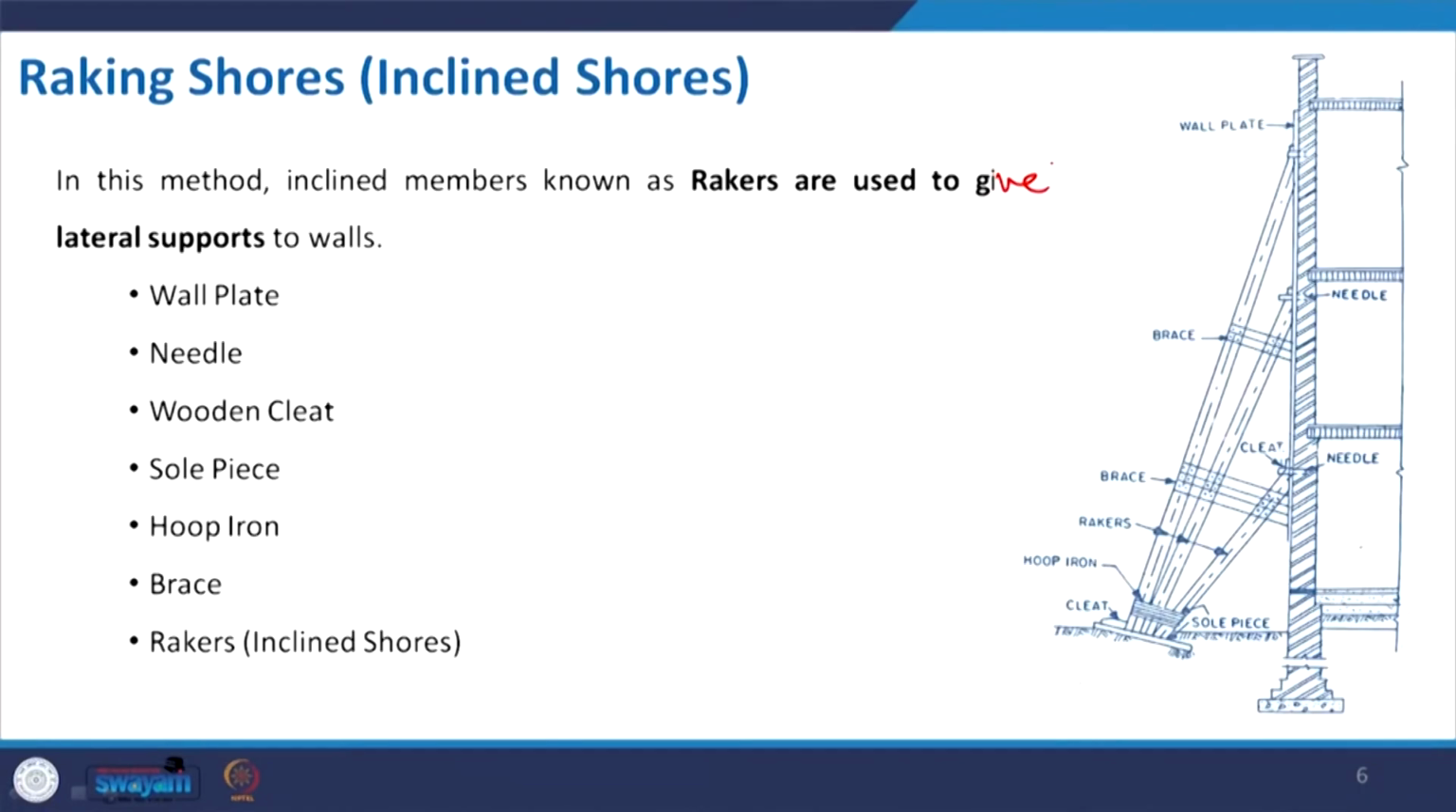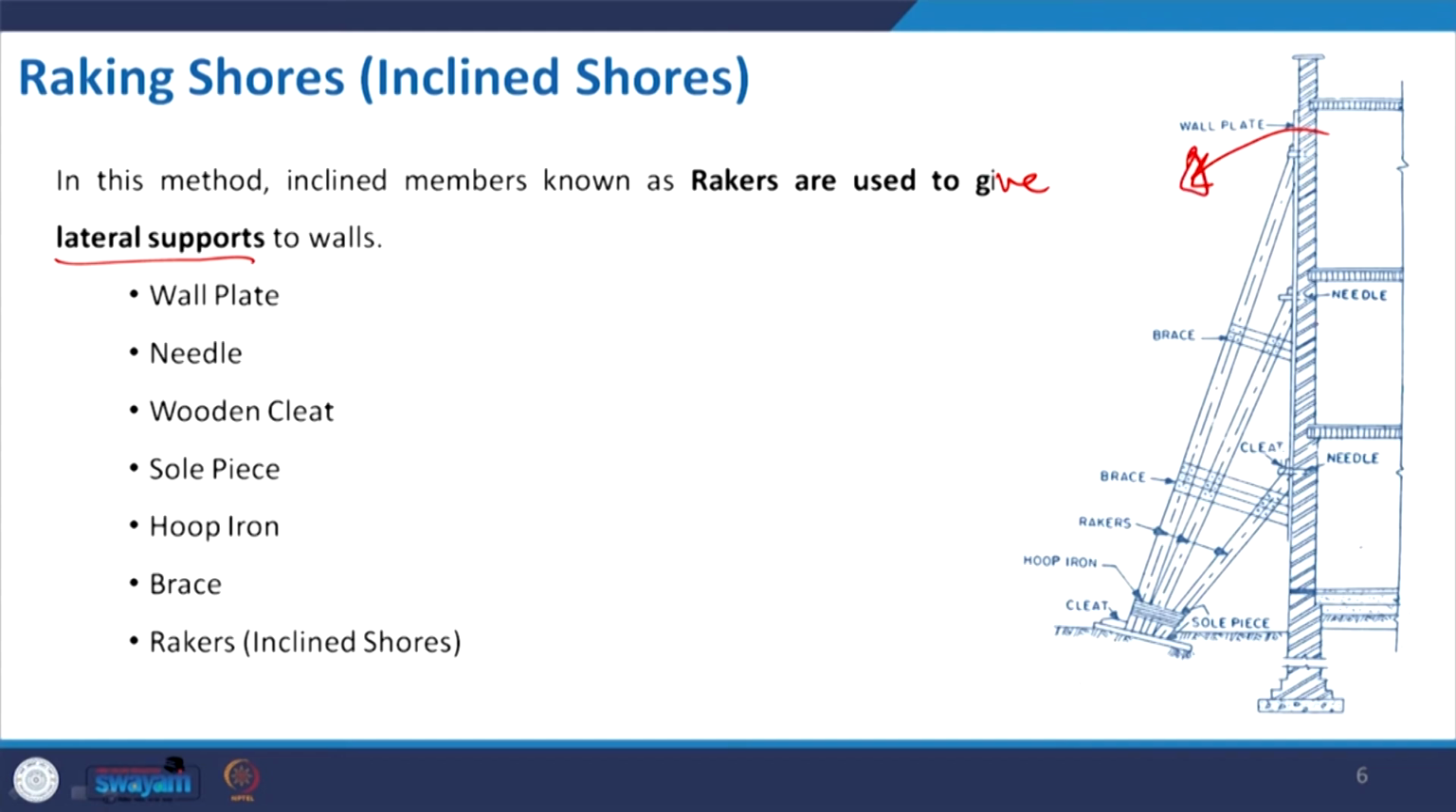Coming to the racking shore, I already mentioned that it is also referred to as the inclined shore. Here, the inclined members known as rackers are used to give lateral support to the wall. In this case the support is given like this. Suppose this wall has a tendency and shows a sign of leaning towards this side, then this will support it to bring it back to its original position.